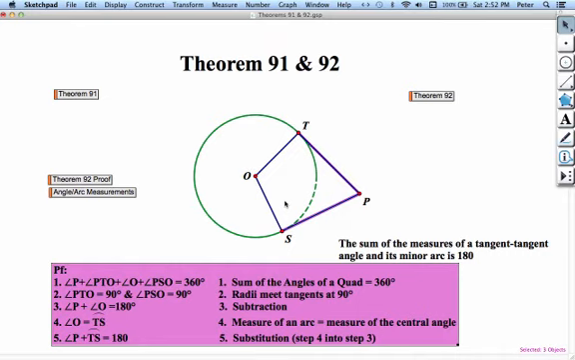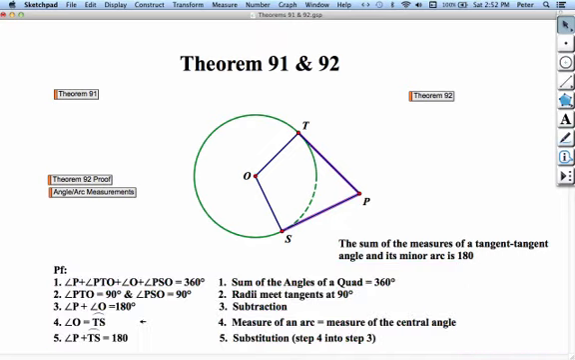So if I subtract PTO and PSO from our equation in step 1, I see that angle P plus angle O is 180. Well, we also know that arc TS is equal to the measure of central angle O. So I can substitute arc TS for angle O in our step 3 to give me my conclusion that angle P plus arc TS equals 180.